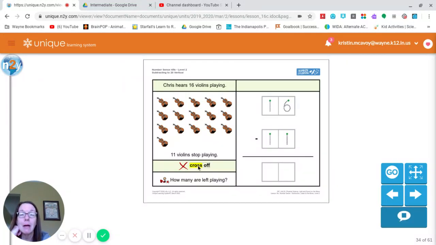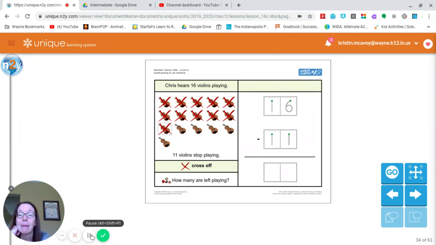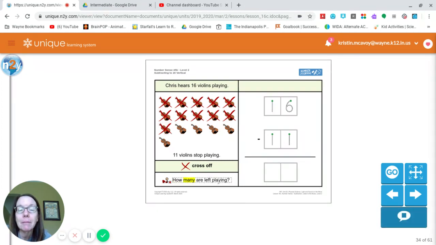Okay, so it says we're going to cross off 11. Let's count. You cross off with your pen or marker. 1, 2, 3, 4, 5, 6, 7, 8, 9, 10, 11. Okay, so then it asks, how many are left playing? So we look at our problem and we know that 16 is at the top, and then we have our subtraction sign, and 11, you've made that number, and we've crossed off, so we need to subtract.